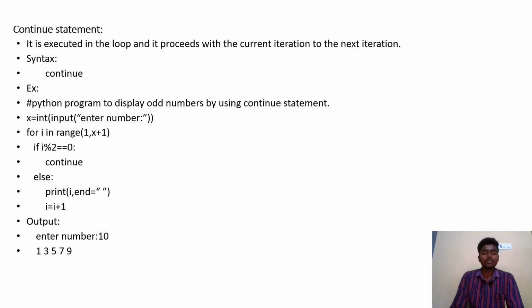And 2 mod 2 equals to 0, so the if condition is true and continue skips the rest, and the value 2 is not printed, and i gets incremented to 3, and it goes to the if condition. If 3 mod 2 equals to 0 is false, so that's why it comes to the else statement and prints i, and the value 3 is printed. Likewise, the values are printed up to the given input value.